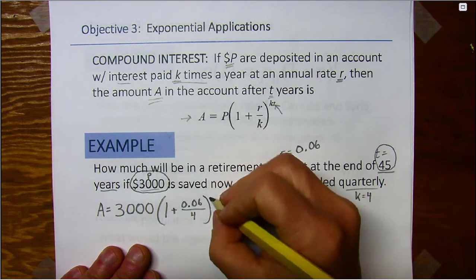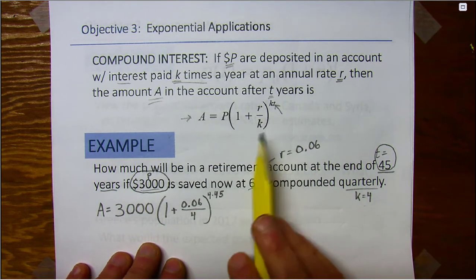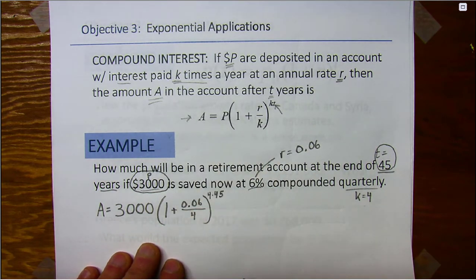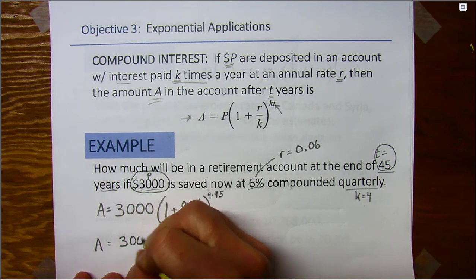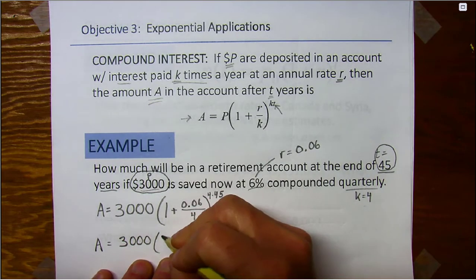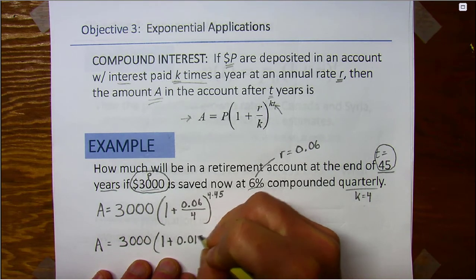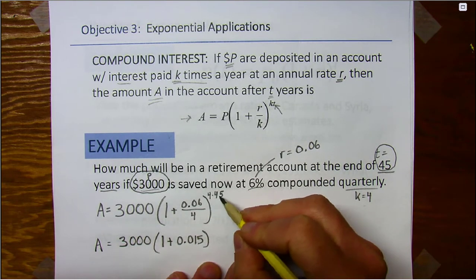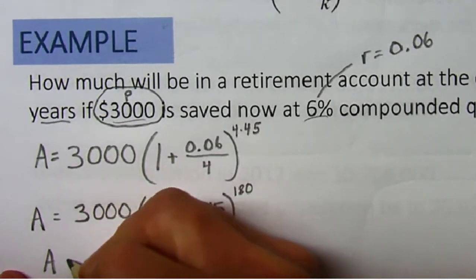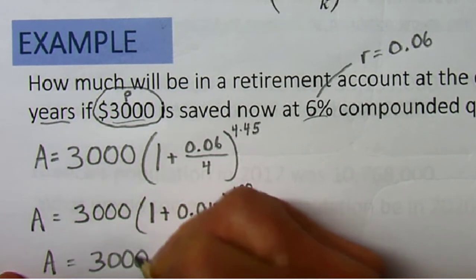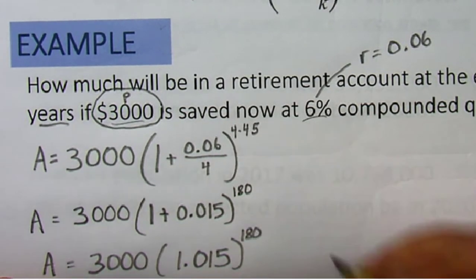That's 4 times 45. Okay, stop there for a minute. That's inserting all of our parameters into our formula. And now you should pull out your calculator. So we're going to have 1 plus 0.06 divided by 4 is 0.015. And then our exponent is 4 times 45. That's 180. So going a step further, that's going to be 3,000 times 1.015 to the 180th power.